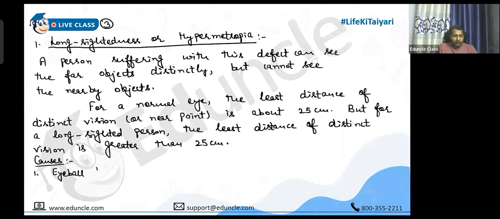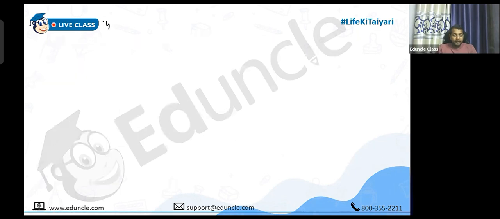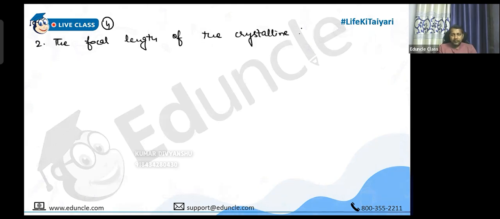The eyeball becomes smaller. That means the distance of the retina from the eye lens decreases, of course, with age or some kind of injury. Or the second cause is that the focal length of the crystalline lens is large, which means power is small. So it cannot converge the rays at the retina, rather at a point away from the retina.